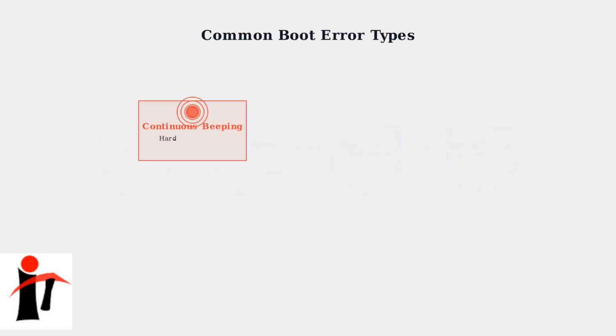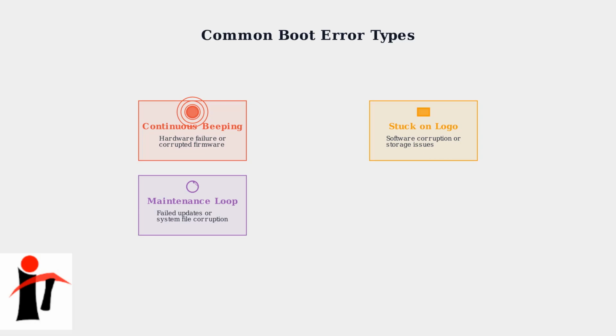YouView boxes can experience several types of boot errors. Continuous beeping typically indicates hardware failure or corrupted firmware that prevents normal startup. Getting stuck on the logo screen usually points to software corruption or storage issues that interrupt the boot sequence. Maintenance mode loops occur when failed updates or system file corruption prevent the device from completing its startup process. A completely black screen can indicate HDMI connection problems or complete system failure requiring immediate attention.